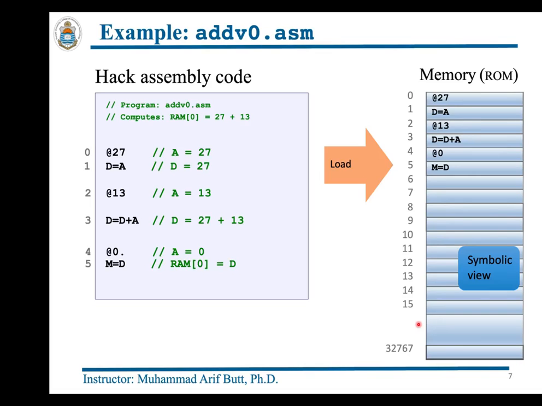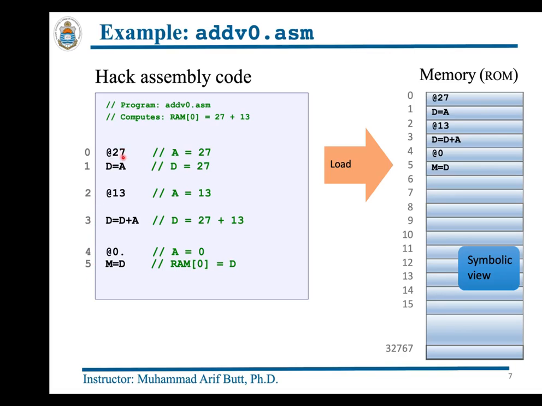Okay. Well, this program will not, of course, display a traditional Hello World message on the screen. Rather, it will simply add two constant numbers, 27 and 13, and write the result at address 0 inside our RAM. So this is what this code is doing. So this hack assembly program has just 6 instructions, 0, 1, 2, 3, 4 and 5.